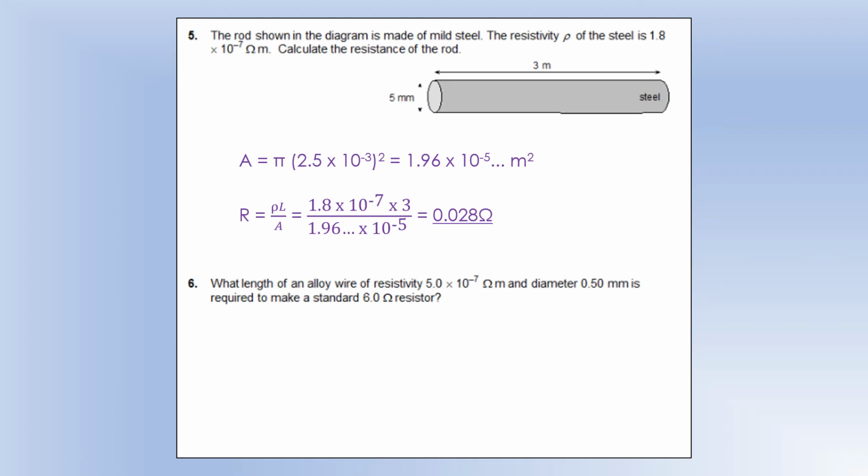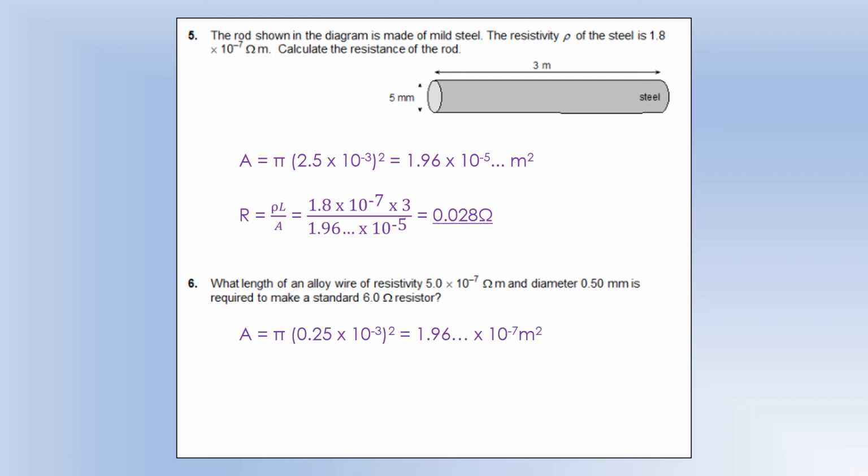So what length of an alloy, resistivity 5 times 10 to the minus 7, diameter 0.5 millimeters, is required to make a 6 ohm resistor? All the resistors in the lab that we use are just basically wires, sometimes coiled up to make them smaller, but they are just wires.